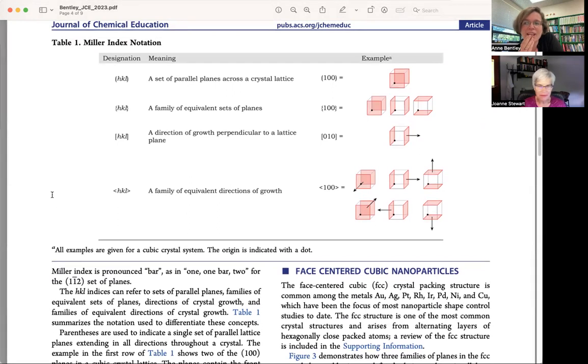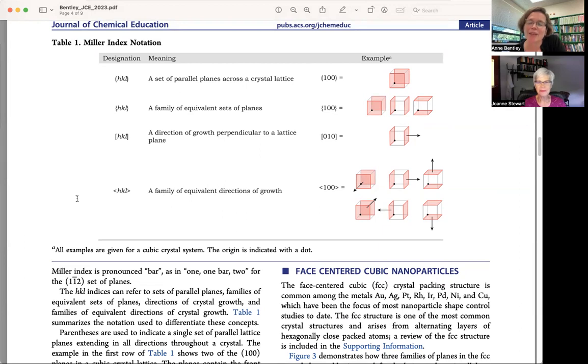So that was great. Yeah, and I feel like I've seen, and people may be getting better at this over time, but early on in nanomaterials publications, it felt like people just kind of chose randomly almost what they were using. And it can be a little confusing whether you're talking about a single set of parallel planes or a family of equivalent sets. That's a fine distinction.